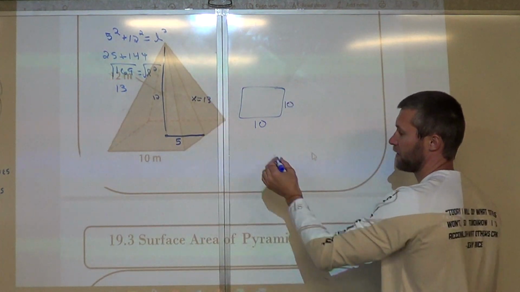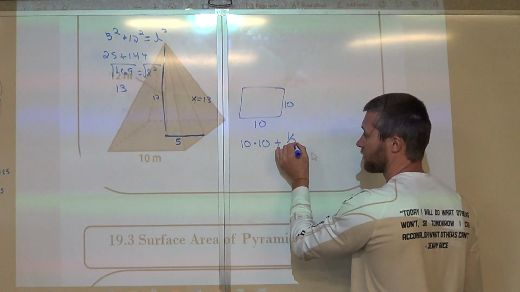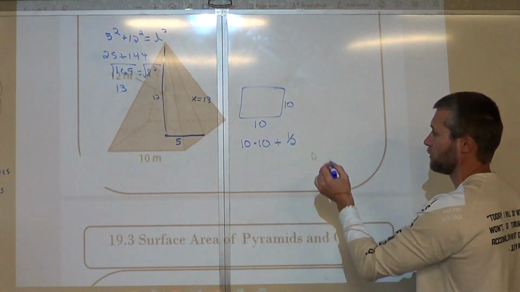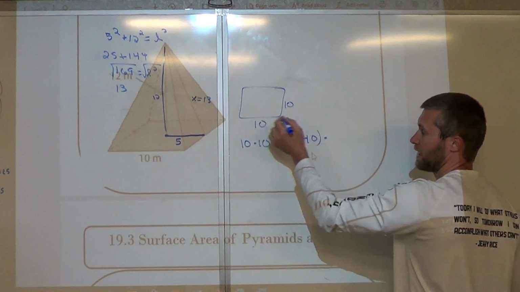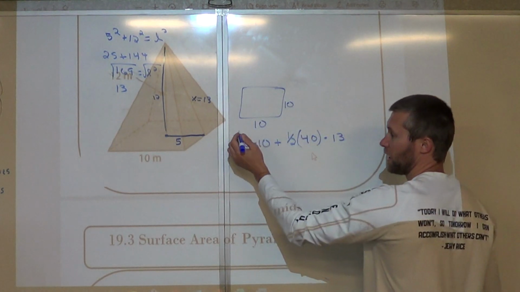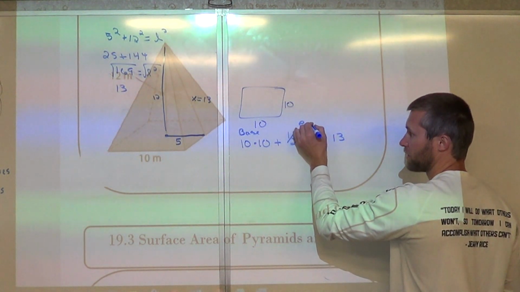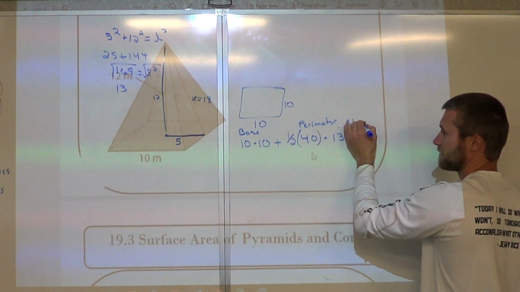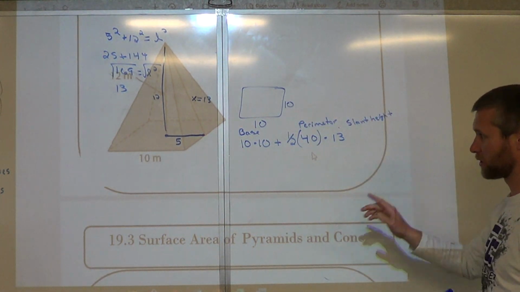Again, we find the area of the base. That's 10 times 10 plus 1/2 the perimeter of the base. The perimeter is 10 plus 10 plus 10 plus 10, which is 40, times your slant height, which we found to be 13. It's important that you understand this. This is the area of the base. This right here is the perimeter of the base. And this right here is our slant height. So write it out so you can continue to go through your notes looking right back at it.